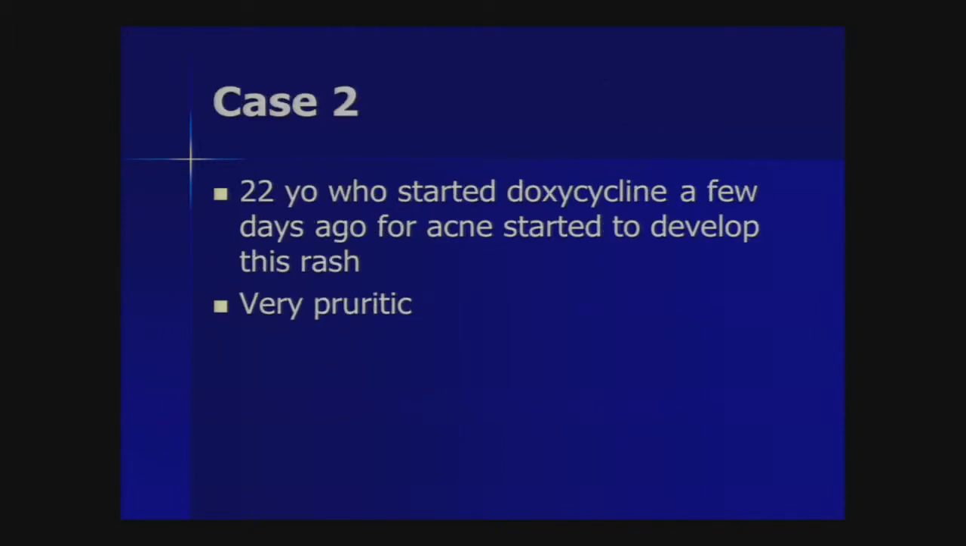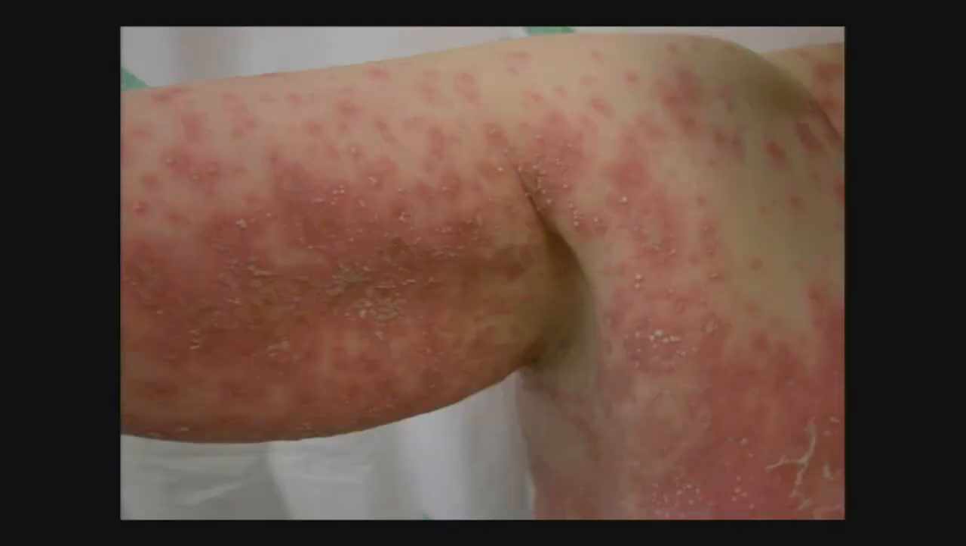So that's more urticaria. So case 2 is a 22-year-old who started doxycycline a few days ago for acne, and then he started to develop this rash, which is very pruritic. So you're wondering, oh, did he have like a big flare of acne? But when you look at this, there's pustules, but they're non-follicular, so they're not around the hair follicles. They're coalescing into these lakes of pus, which you can see on his arm.